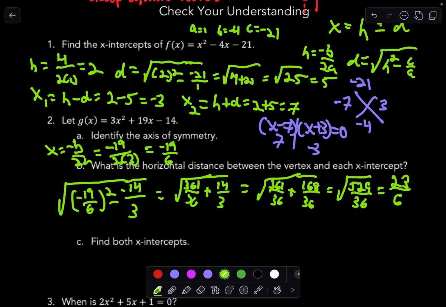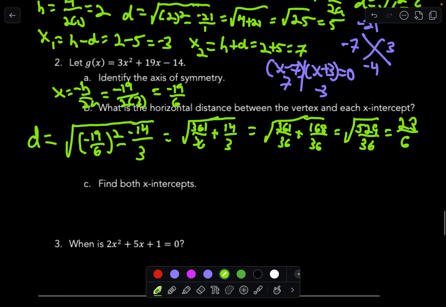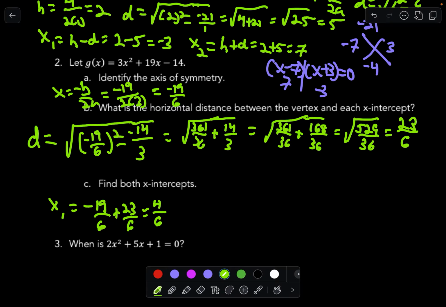All right, what is the horizontal distance? That's the distance d. Find both intercepts. Well, one intercept, x sub 1, is going to be h, which is negative 19 over 6, plus 23 over 6, which equals 4 over 6, because negative 19 plus 23 is 4, which is 2/3.